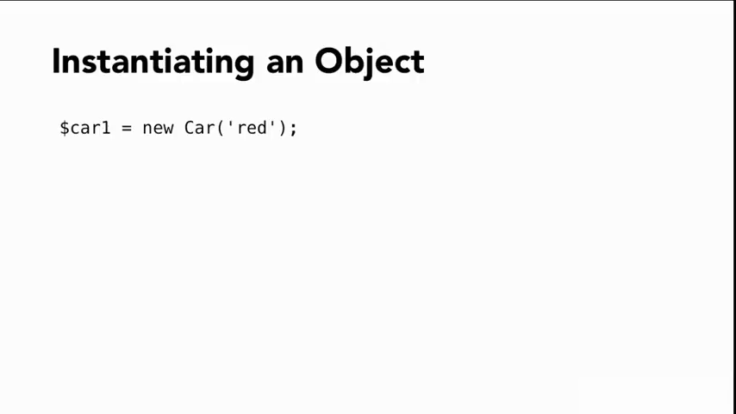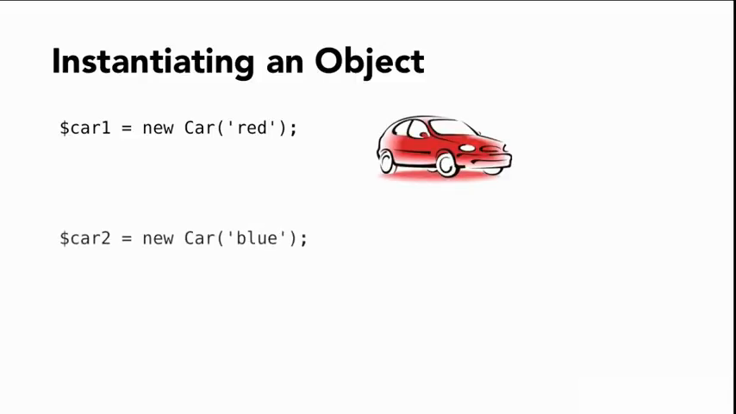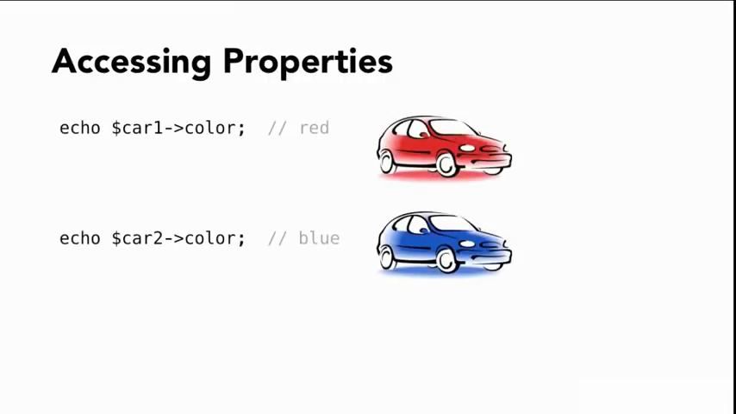The constructor method has the same name as the class, and it often accepts one or more arguments to initialize the object's properties. In our very simple example, we're passing red as the argument to the constructor, and we get a red car. You can create more than one object from the same class, so this creates another car, and this time it's blue. You access an object's properties using the arrow operator, which consists of a hyphen and a greater than symbol.